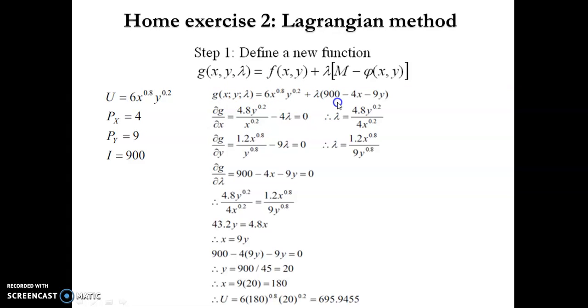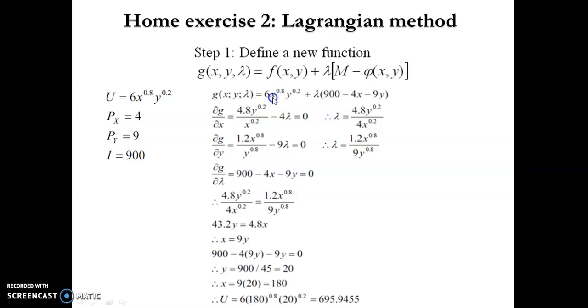So the next step is to get our three first order partial derivatives of this function with respect to x, y, and lambda. So just be careful with your exponents here. Therefore, if I get my first order partial derivative with respect to x over here, I can see that I've got 0.8 times 6 is going to be 4.8.